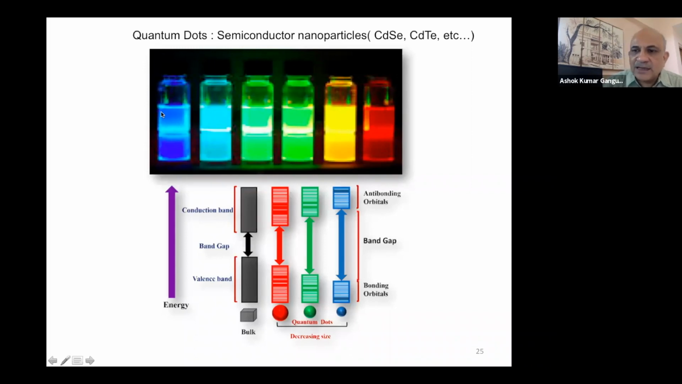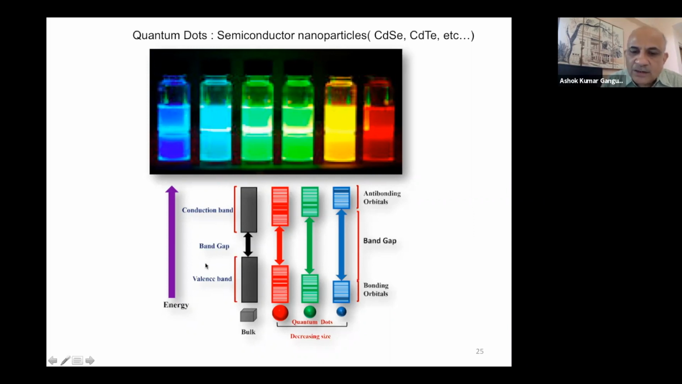Why is it happening that the same material in a solution of cadmium selenide shows me different colors? This is because as I change the size, what happens to its conduction band and valence band and the band gap? So in semiconductors, we study about band gap. That is the difference in energy between the higher energy unoccupied states and the lower energy occupied states. In molecules, we study orbitals in chemistry. But in a solid, there are many orbitals, millions of orbitals. So they combine and become a band.